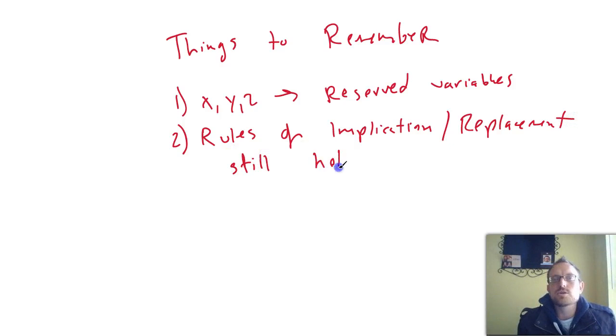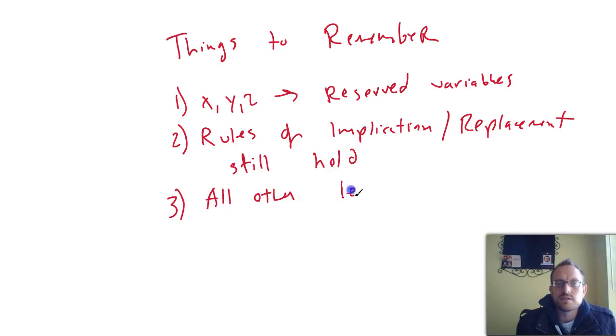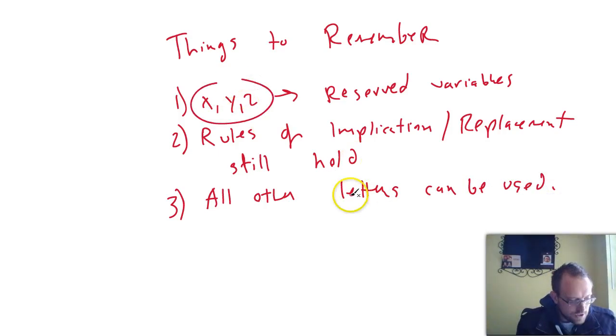And what we're going to do in our next video is I'm going to show you how to use these rules and the rules of implication. We're going to introduce a couple new rules, but all of the basic rules of implication still hold. So like modus ponens and modus tollens, all that still is valid. And the last thing here is that all other letters can be used. So you have all the rest of the alphabet to use, but X, Y, and Z, we're going to keep these to ourselves, okay?